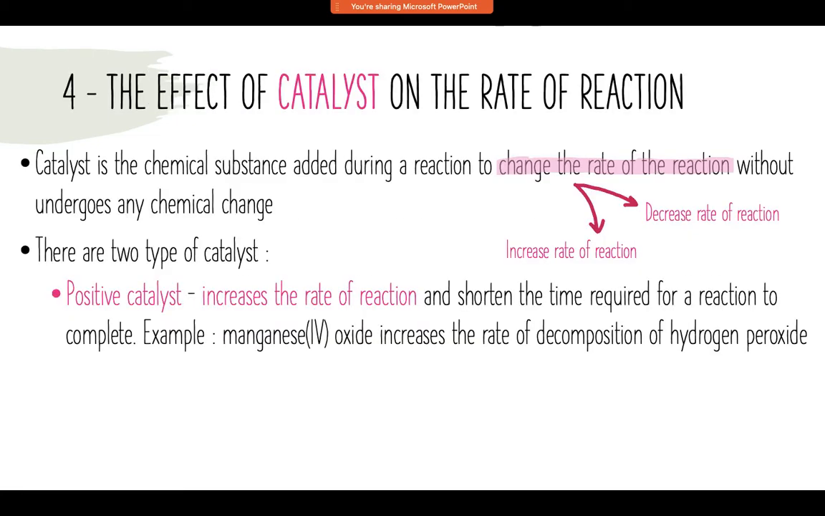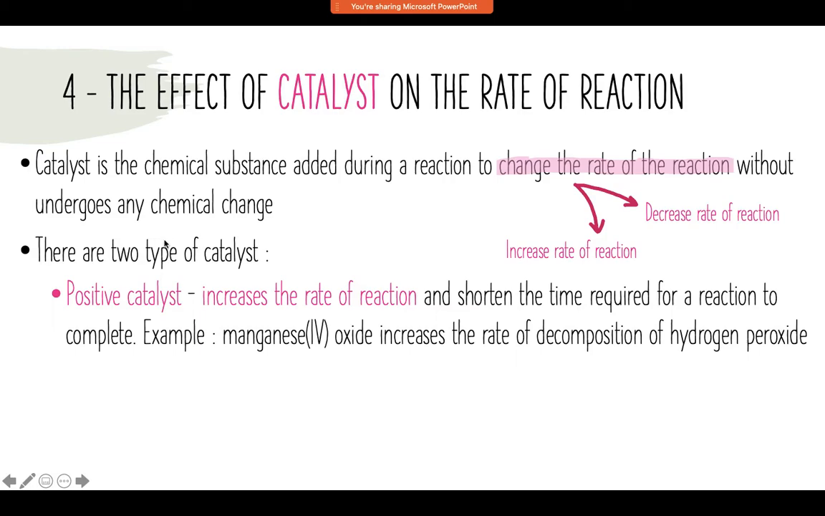Alright, next kita akan sambung terus ke factors number 4 that affecting the rate of reaction, which is the effect of catalyst on the rate of reaction. Okay, what is catalyst? Catalyst is the chemical substance added during a reaction to change or alter the rate of the reaction without undergoing any chemical change. Change or alter here means it can either increase or decrease the rate of reaction.